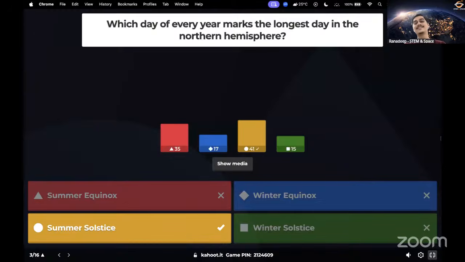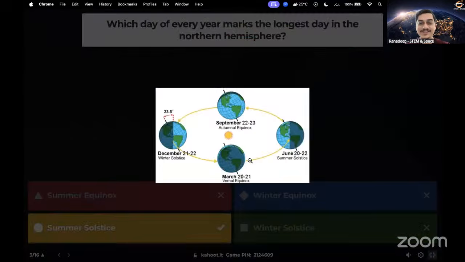And the correct answer is actually summer solstice. So these are four important phases of our Earth. That means four important days in our entire year when the position of the Earth with respect to the sun is something special, something different from all the other days.